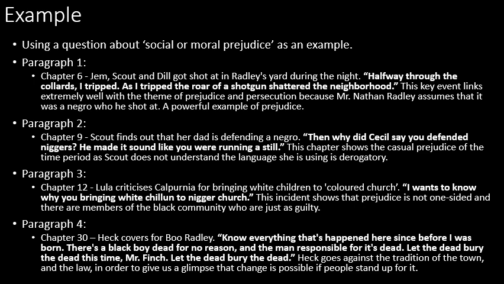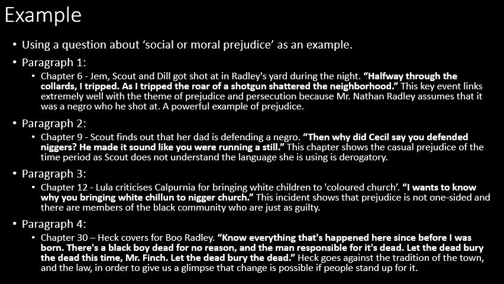Here's an example from To Kill a Mockingbird using the question about social or moral prejudice as an example. This is a good question for this novel as there's a lot of prejudice taking place. We might look at paragraph 1 being early on in the novel, say chapter 6, that incident in the Radley's yard where Nathan Radley shoots at the children, believing them to be black people or Negroes who have broken into his yard, and he's quite happy to do so, knowing that that is accepted in that time period. So an example of that kind of prejudice there.